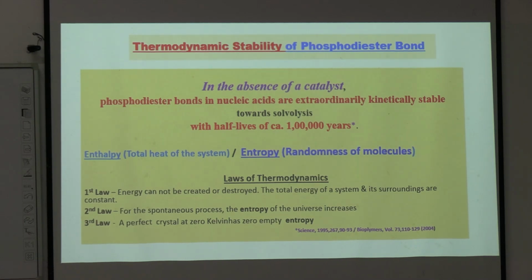In all biochemical reactions there are two things. One is enthalpy, the total heat of the system, and the other is entropy, the randomness of the molecule. These determine the rate of reaction, whether it will be a spontaneous reaction, whether it will be a catalyzed reaction, whether the reaction will be favored on this side or that side. That depends on the laws of thermodynamics, the three laws, and the entropy and enthalpy of the system. Most of the biochemical reactions are actually dependent on the entropy or randomness of the molecule.